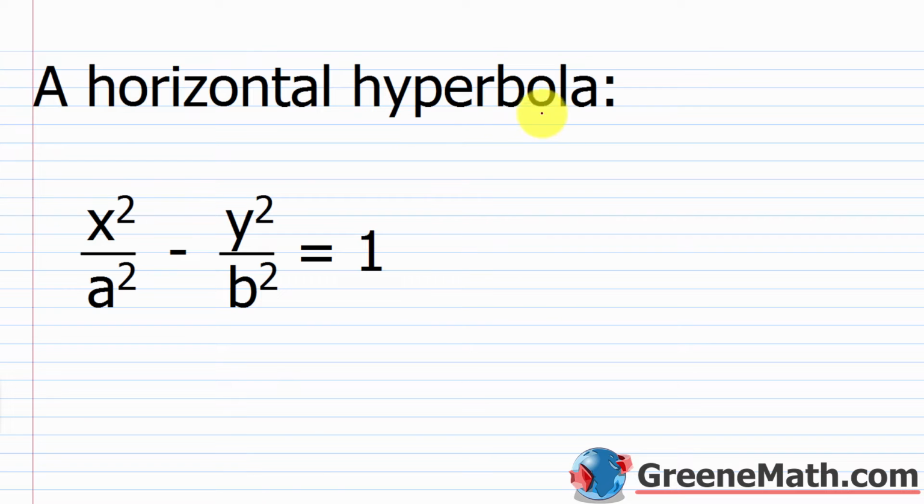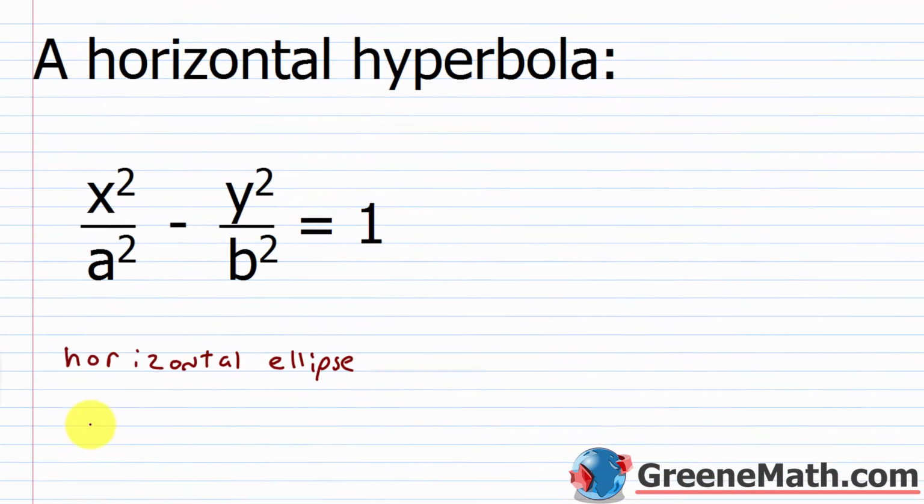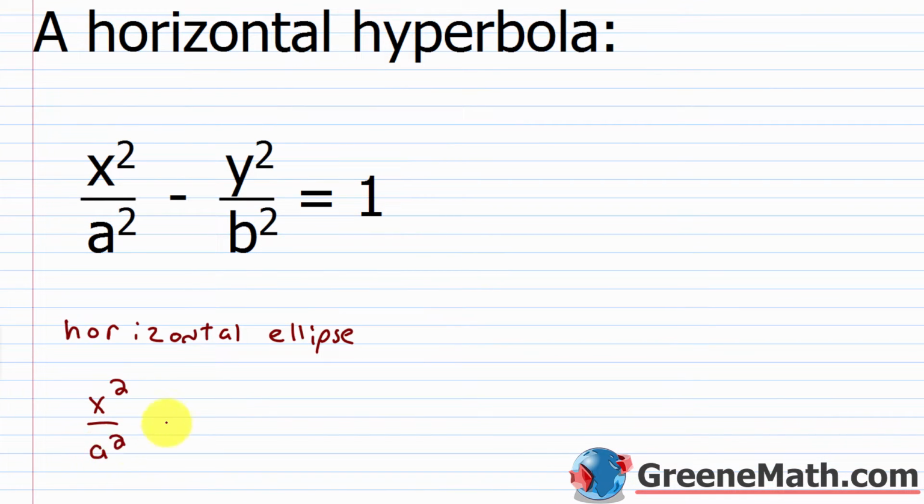So with a horizontal hyperbola, you get this equation in your textbook. You'll see x squared over a squared minus y squared over b squared equals 1. Now let's stop for a minute and go back to when we learned about ellipses. The horizontal ellipse had the following equation: x squared over a squared plus y squared over b squared equals 1. The difference between this equation and this equation is the minus sign here. That's how you know that you have a hyperbola versus an ellipse.